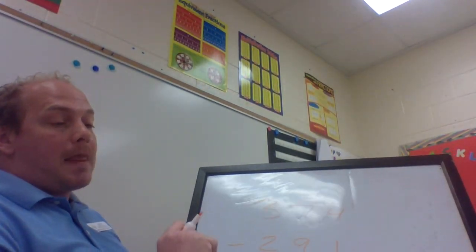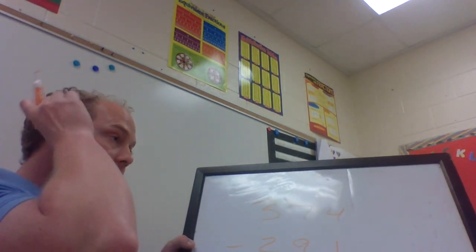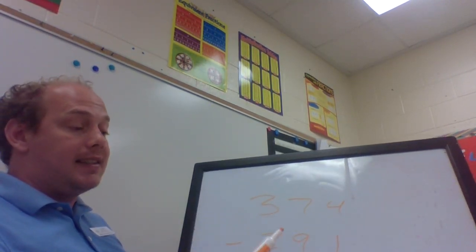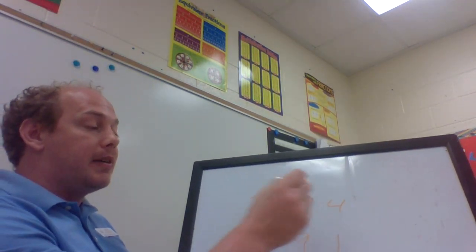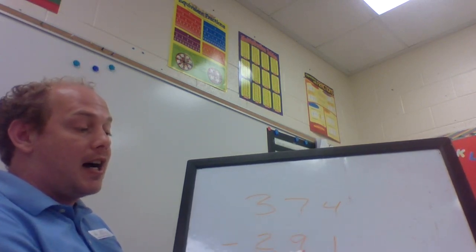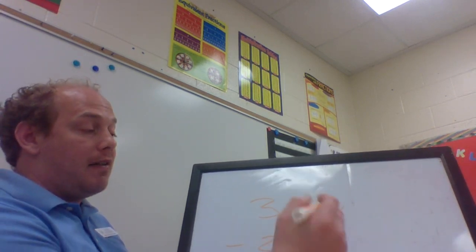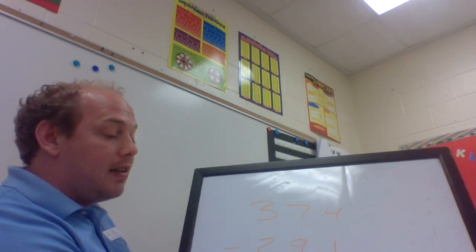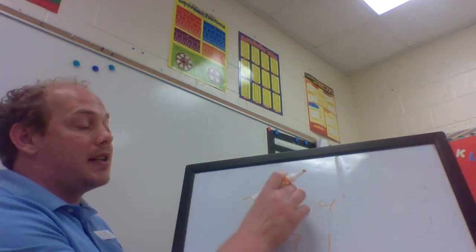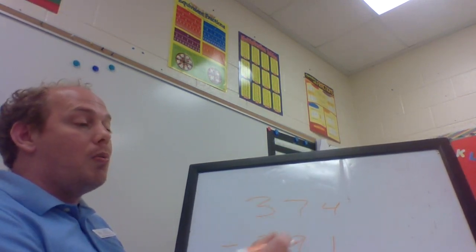Good question. So, do we regroup here or here? Well, it all depends. So, you're going to ask yourself in both places, is the bottom number bigger than top? In the ones place, is the bottom number bigger than the top? No. So, we can just subtract regularly. And 4 minus 1 is 3. Now, in the tens place, is the bottom number bigger than the top? And this answer is yes. So, what are we going to do?